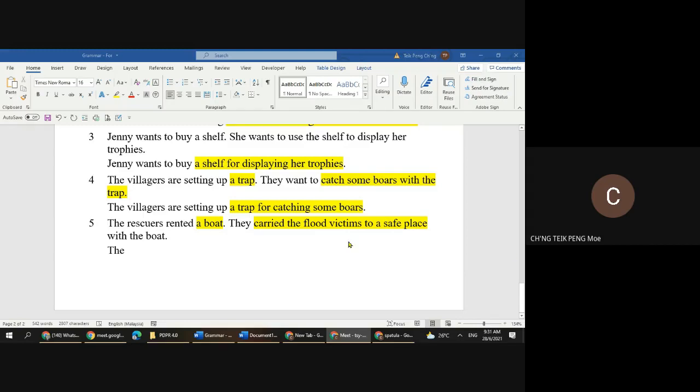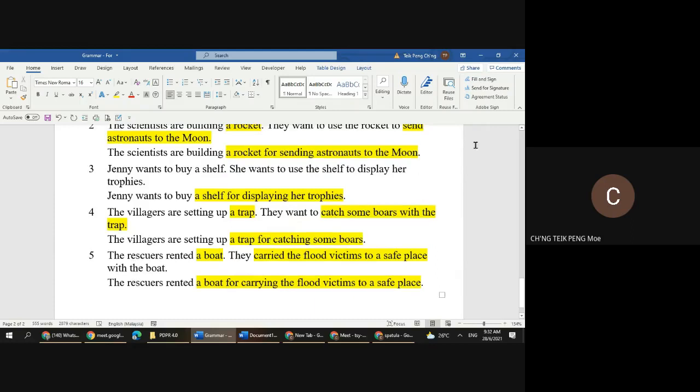Kenapa a boat pula? Question number 5. The one about boars is question number 4. Okay, so for question number 5, the answer is the rescuers rented a boat. And then apakah kegunaan boat itu? For carrying the flood victims to a safe place. Right, that's all. A boat for carrying the flood victims to a safe place. Okay, so this is the answers for question number 5.